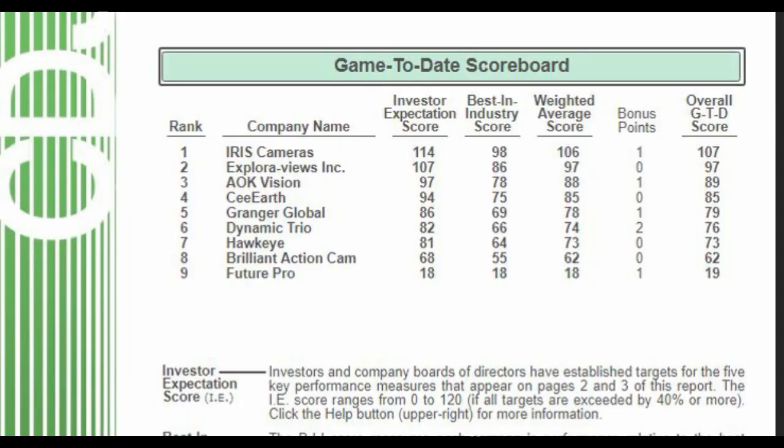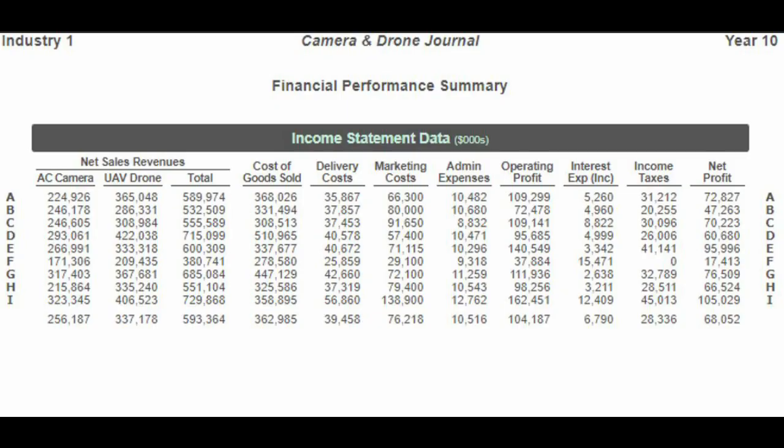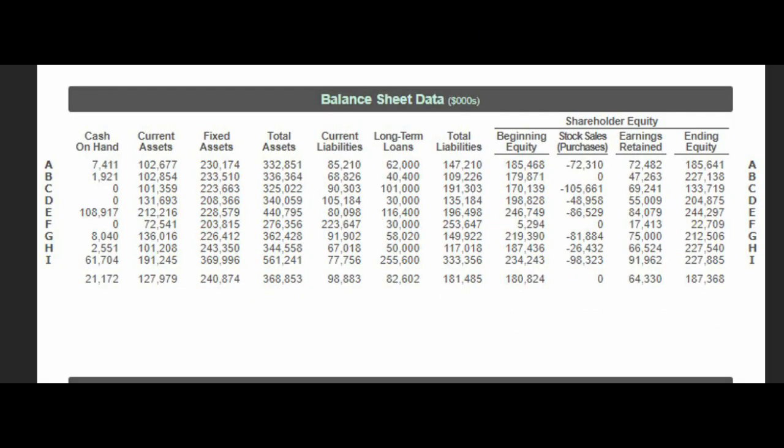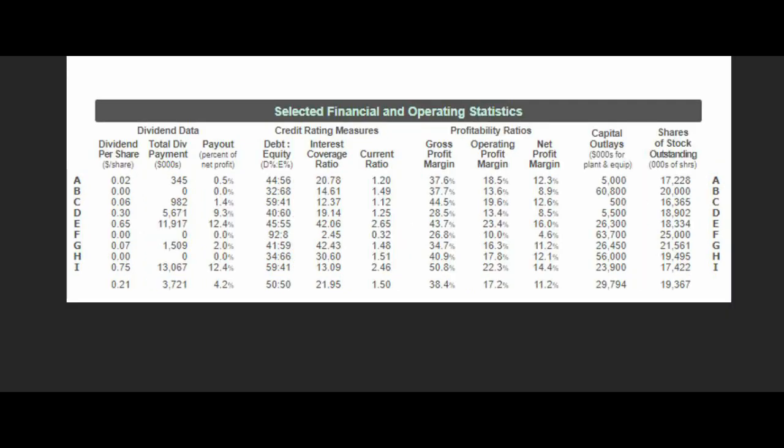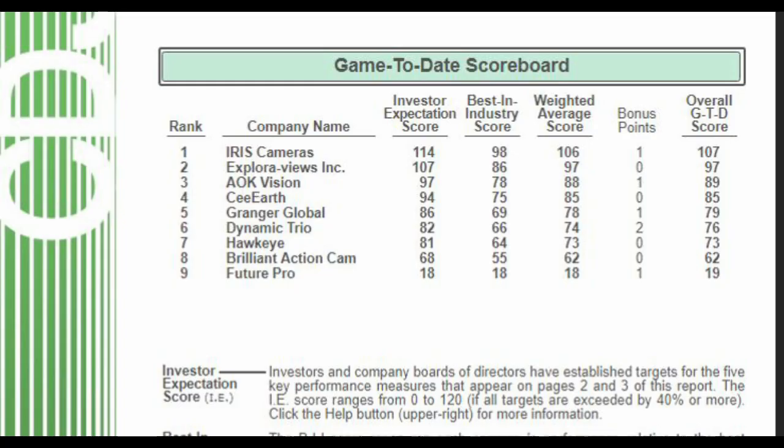Reporting the results. When the deadline for a decision round passes, the Globus system sends an email notification that the results are ready. The Camera and Drone Journal contains a 3-page company performance scoreboard, a 1-page statistical overview of the global market for cameras and drones, and 2 pages of data comparing how certain costs and profitability measures for your company compare against industry low, average, and high benchmarks.